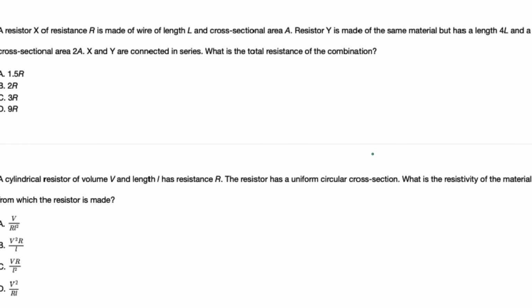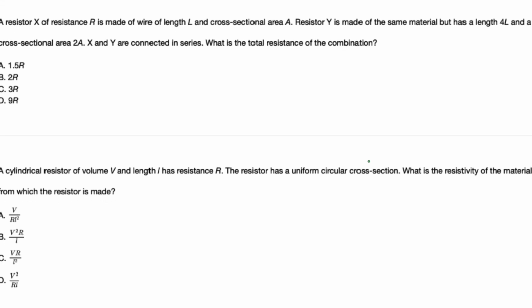A resistor X of resistance R is made of wire length L and cross-sectional area A. Resistor Y is made of the same material but has a length 4L and cross-sectional area of 2A. X and Y are connected in series. What is the total resistance of this combination?